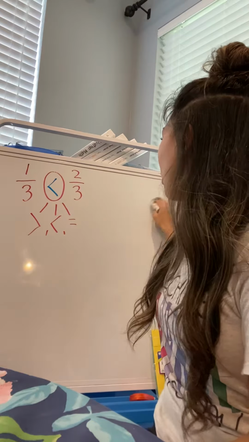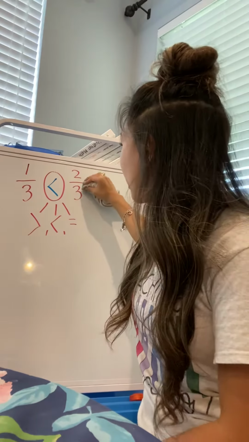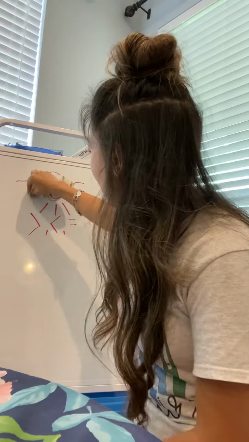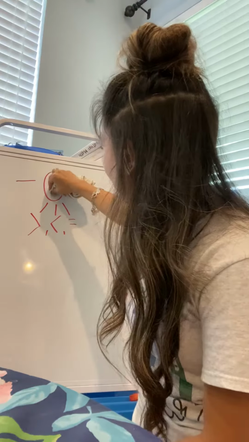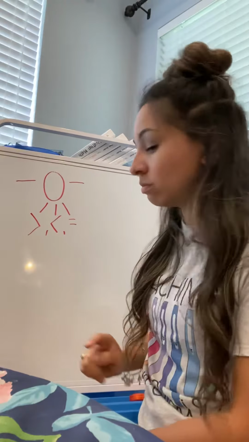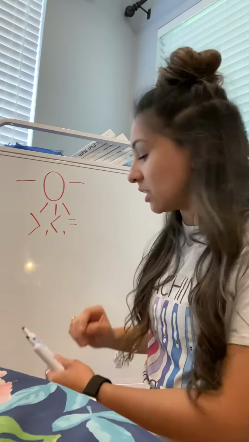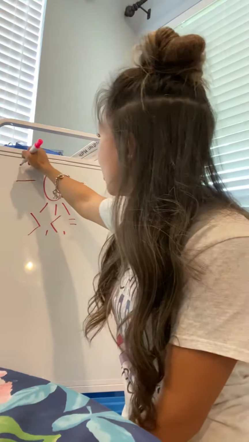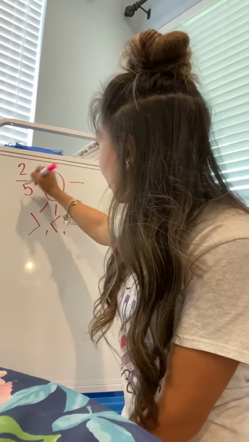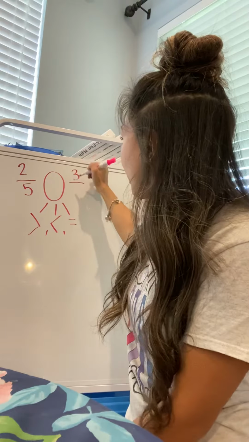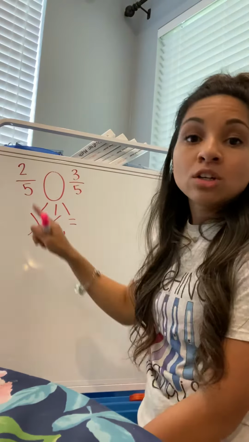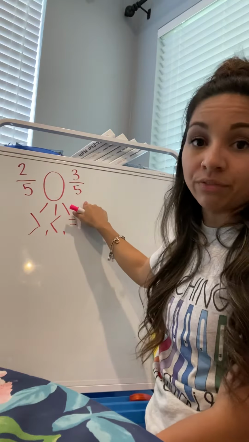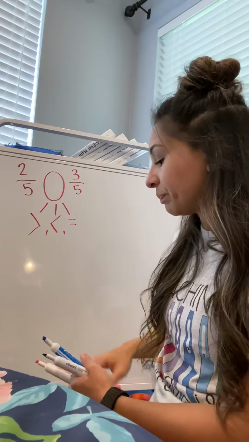Again, we are going to keep the denominators the same. We are changing up the numerators this time. So let's be silly. Let's do fifths this time. We don't do fifths often, so let's do it. Okay, I'm gonna do 2/5 here, and I'm gonna do 3/5 here. So 2/5 is greater than, less than, or equal to 3/5. That's what I'm trying to figure out.